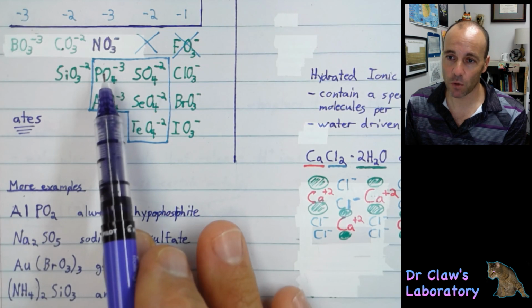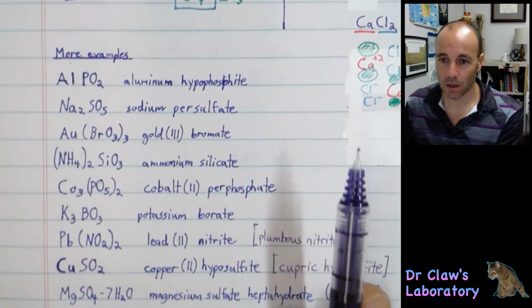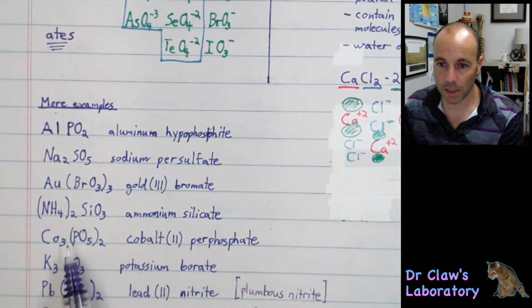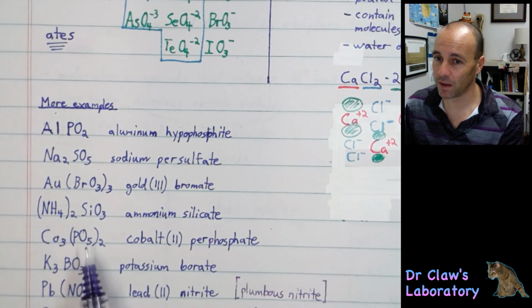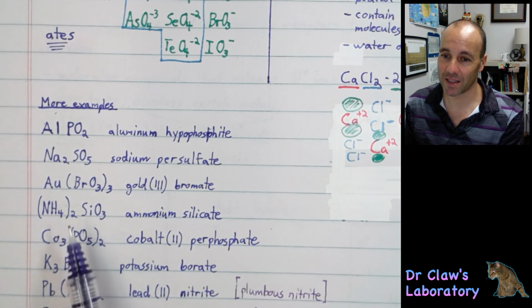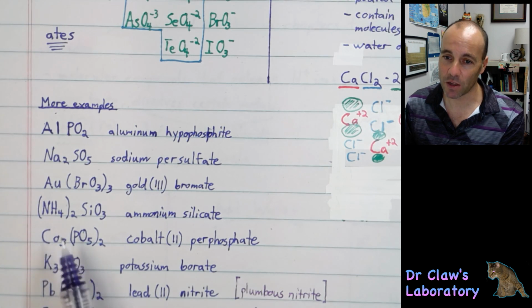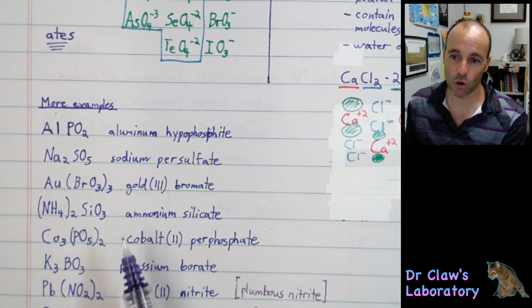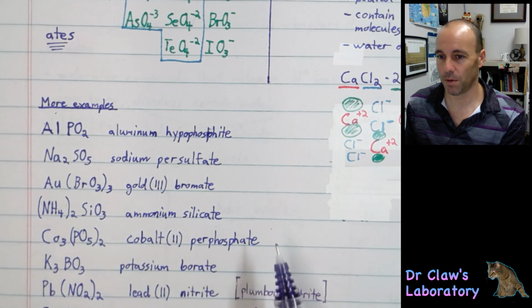Phosphate is PO4 -3. So this one is, where is it? PO5. So that's perphosphate. And the charge on perphosphate is -3. You have 2 of them, so that's a total of -6. So that balances +6. So each of those 3 cobalts has a +2. So that's cobalt 2 perphosphate.